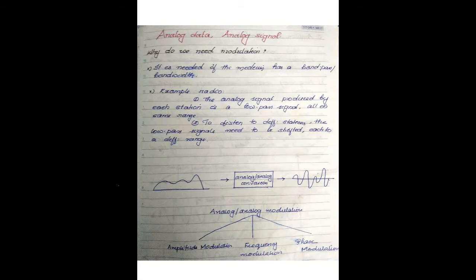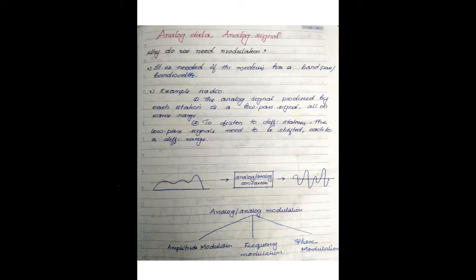So what is modulation? Modulation is needed if the medium has a band pass or bandwidth. For example, consider a radio. In a station, the signals produced are low pass signals, and we have to transmit that signal to a larger range. So we need different types of modulation to shift that low pass signal to a higher range, to transfer it into a different range.